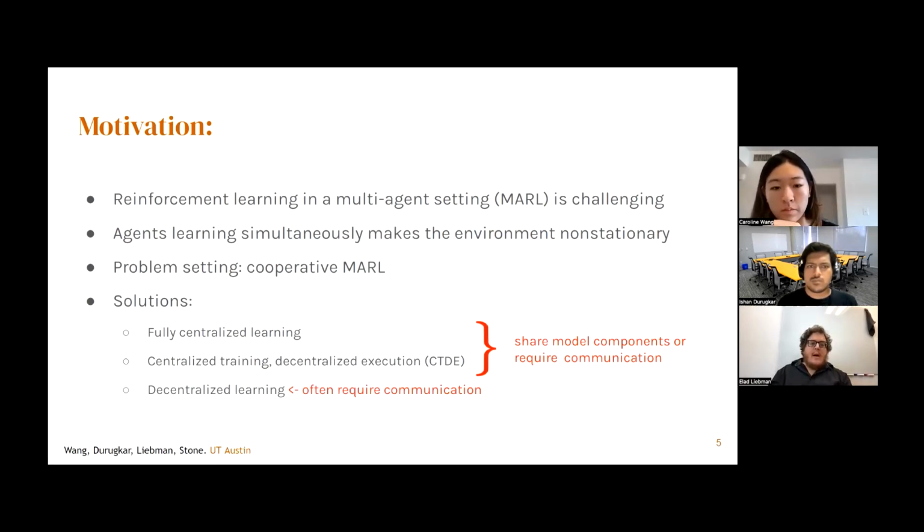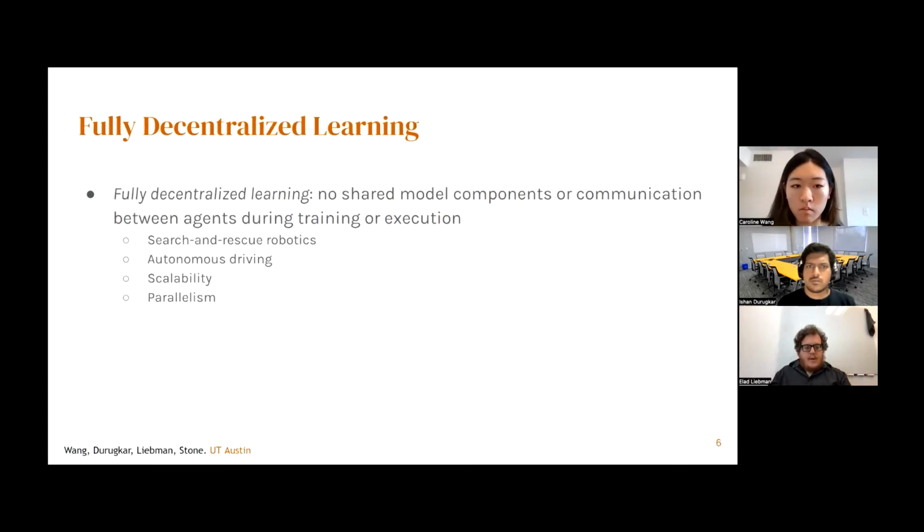And therefore, in our work, we propose a different approach, which is that we want to focus on fully decentralized learning, i.e., agents learning without sharing model components or explicitly communicating with one another during training or execution.